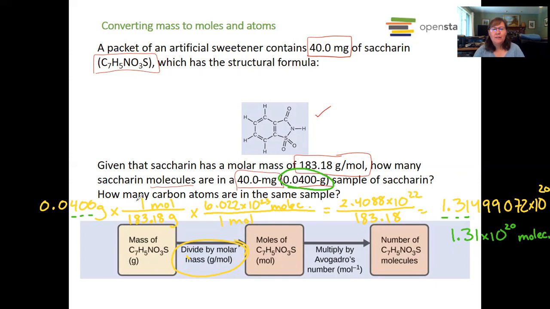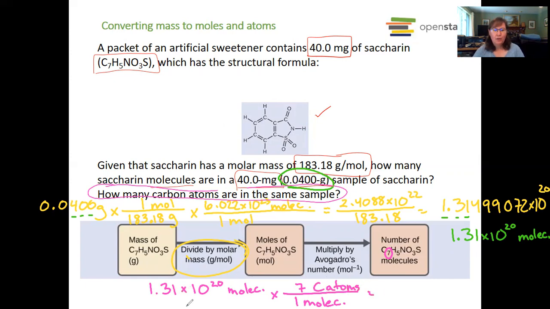Now notice here, there's a second piece. It says how many carbon atoms are in the sample. All right. And what I would do with this now is I would say, okay, well, we know that in one molecule of saccharin, there are 7 carbon atoms, see? So you could set this up and you could say 1.31 times 10 to the 20th molecules. And now watch, this is how we know that we're doing it correctly. We know that in one molecule, there are 7 carbon atoms.